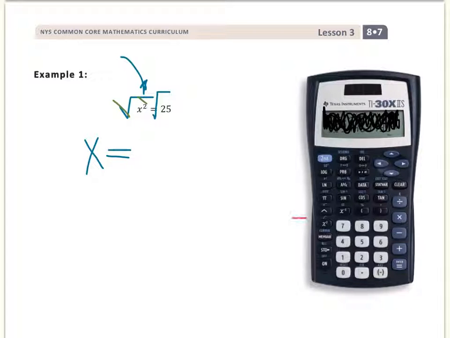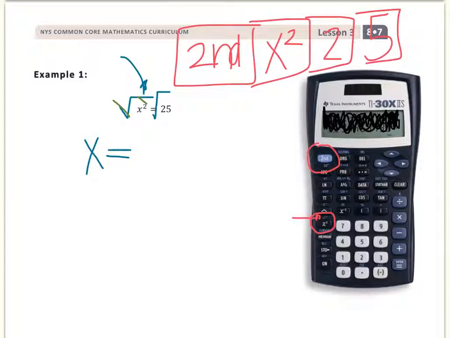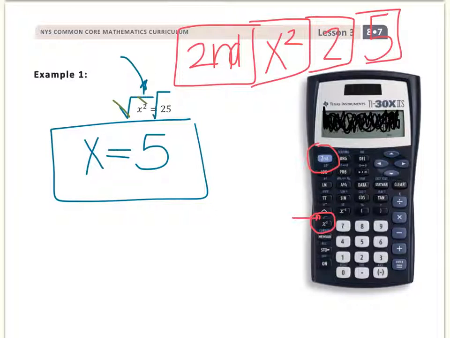Notice right here is the square root symbol. See how that's in light blue? That means you have to hit second, then the x squared button, and then you could put in 25. So again, that's second, x squared, and then you can put in 2, then you can put in 5. And the square root of 25 gives us 5. Not so bad. This example is not in your binder, so you might just want to write it down on a sheet of paper.